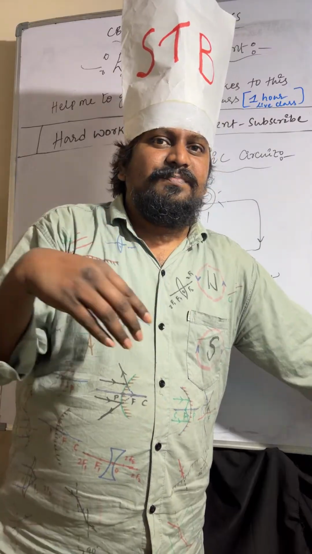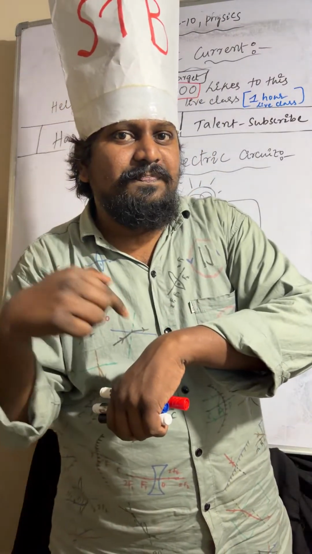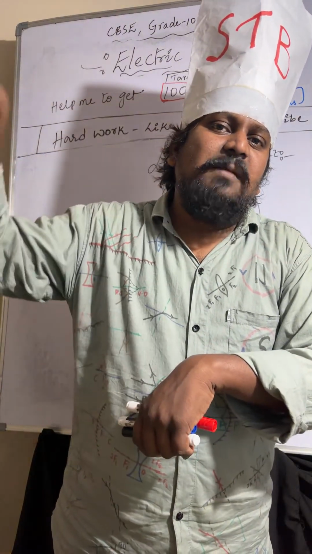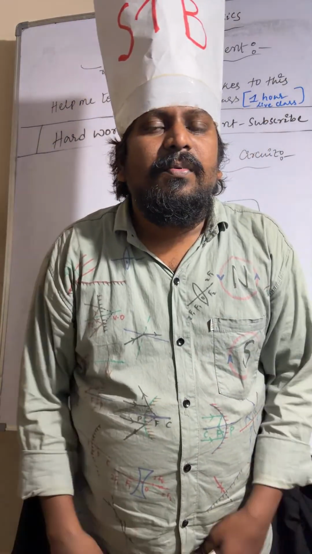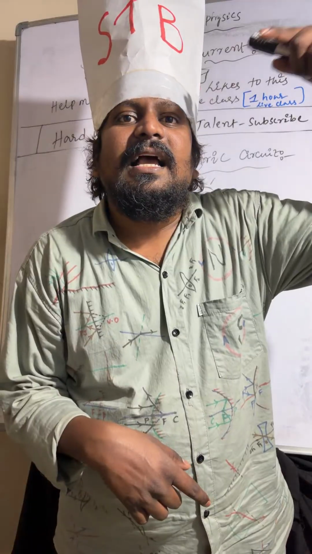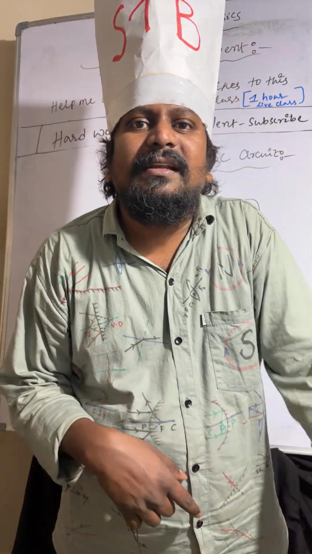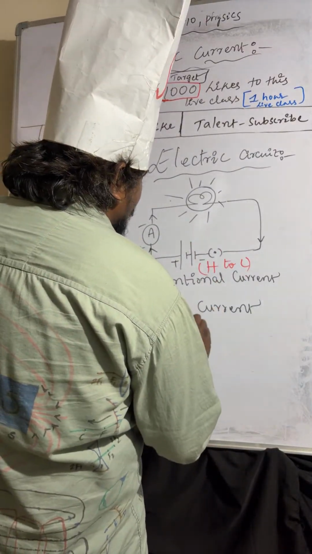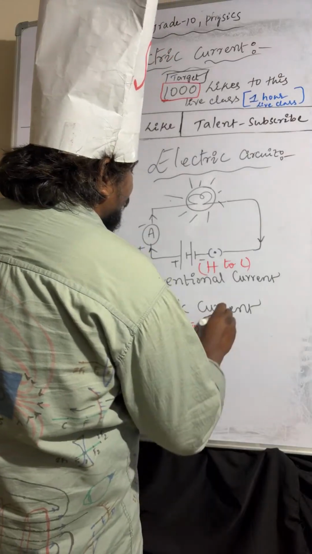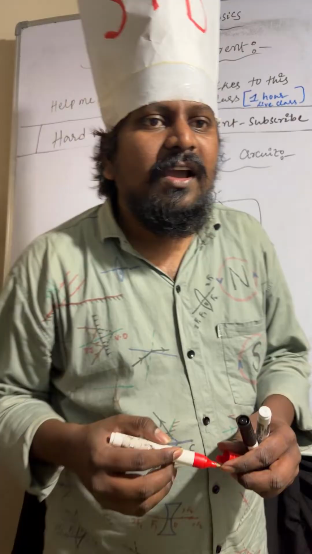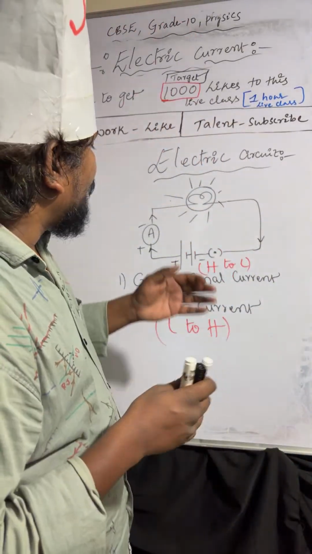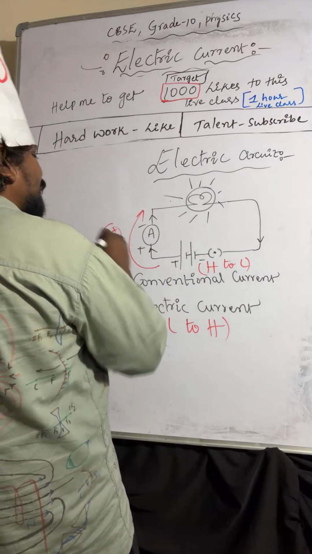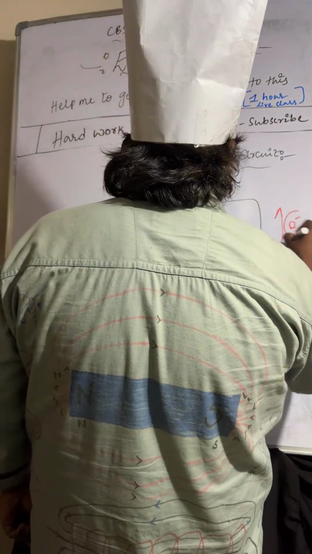Electrons will move from low potential to high potential. Positive charges will move from high potential to low potential. Yes. So here you can see electric current, low potential to high potential. I hope it is very clear, right? Positive charges are moving from the positive terminal to the negative terminal. Electrons are moving from the negative terminal to the positive terminal.